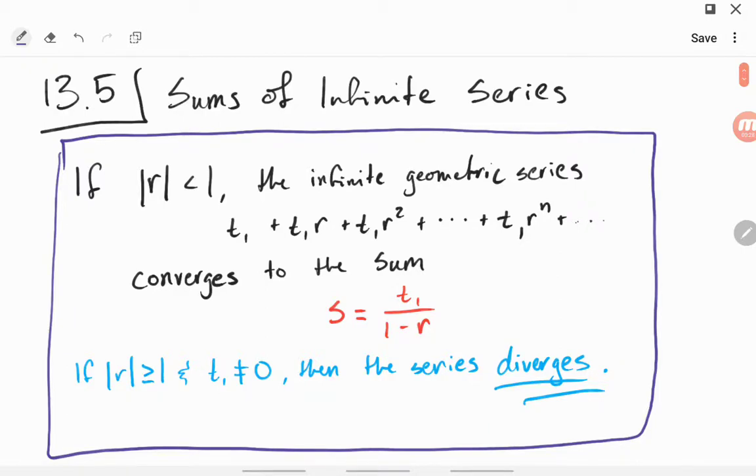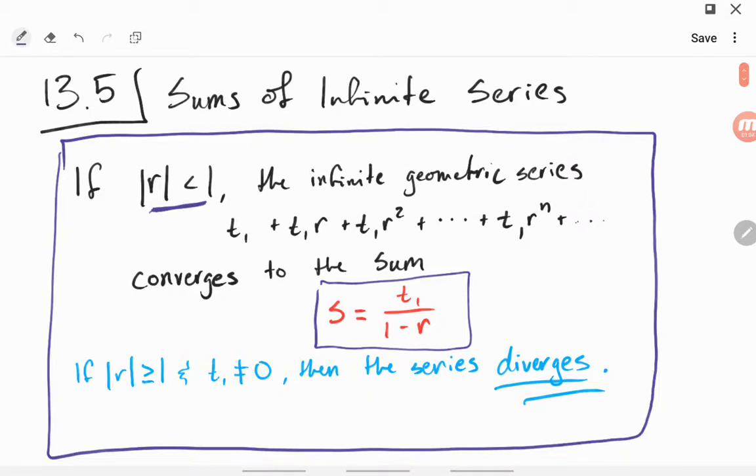So R, we know, represents some rate that we're multiplying our terms by in an infinite geometric series. If the absolute value of R is less than 1, and that's important right here, in the geometric series that I've got written out here, T1 plus T1R plus T1R squared plus etc., then I know that this converges to the sum S equals the first term divided by 1 minus R.